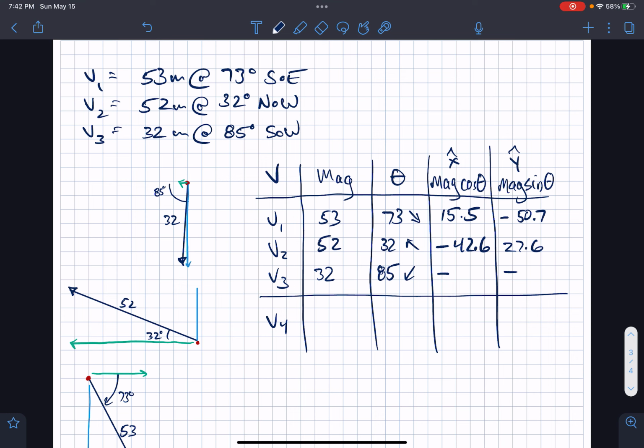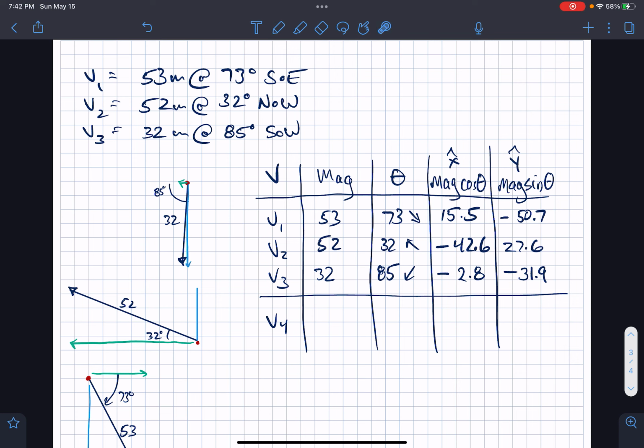And our last one, we've got our magnitude is 32 and our angle is 85, and both the x and the y are going to be negative, right? Because you've got negative x and negative y. So 32 cosine 85 is 2.78. We'll just say 2.8 meters in the negative x direction, and the y component is going to be 32 sine 85. 31.87. We'll say 31.9. That's going to be in the negative y direction as well.